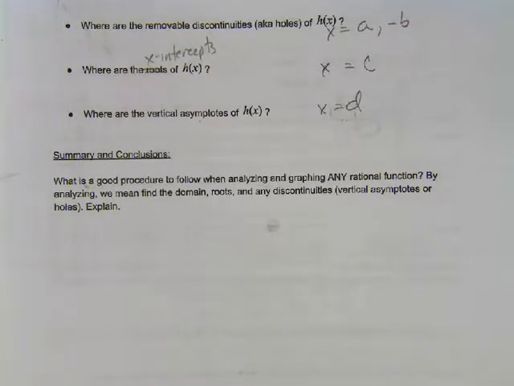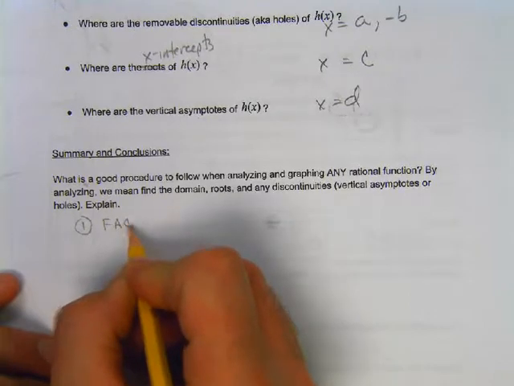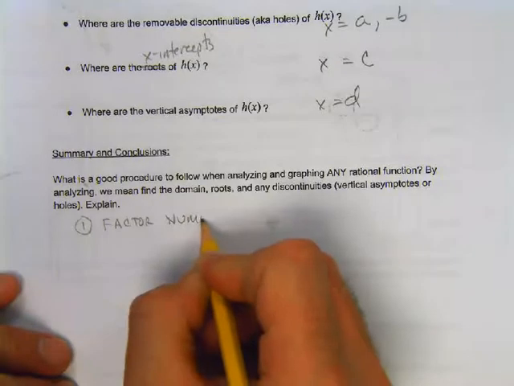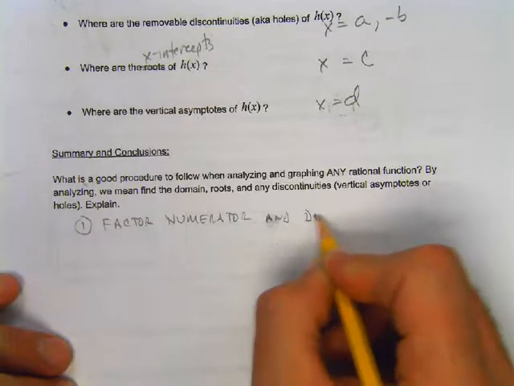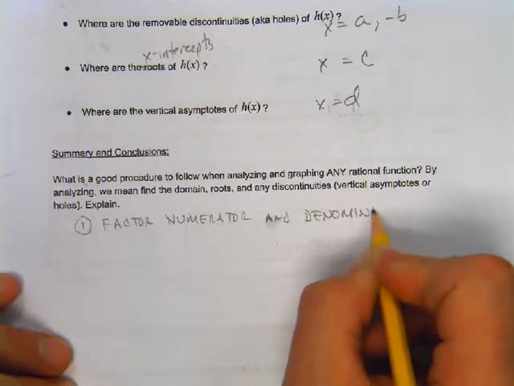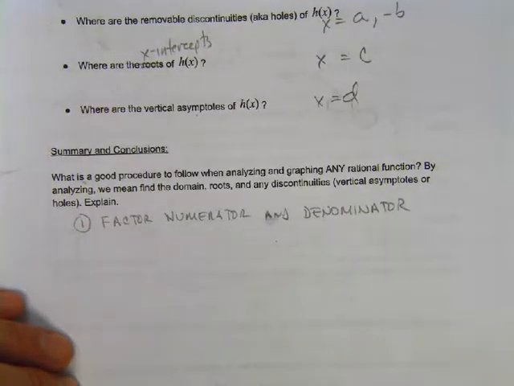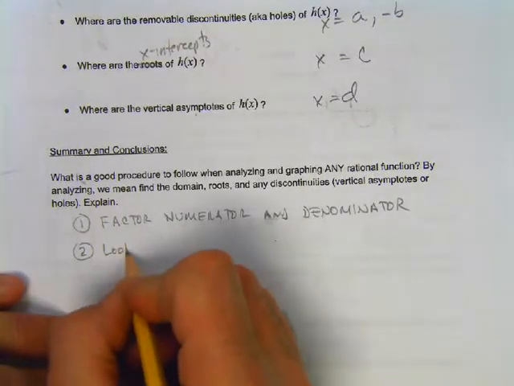What is a good procedure to follow when analyzing and graphing any rational function? That means finding the domain, the roots, and discontinuities. Well, here's what I recommend. Step number 1, factor the numerator and the denominator, because you can't find the roots easily unless you have the polynomial in factored form.